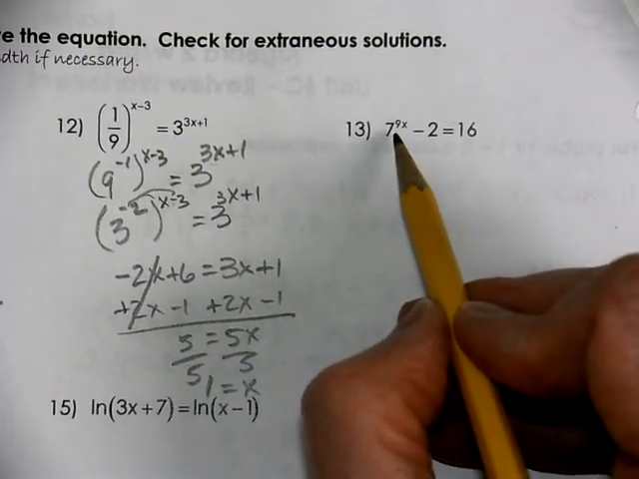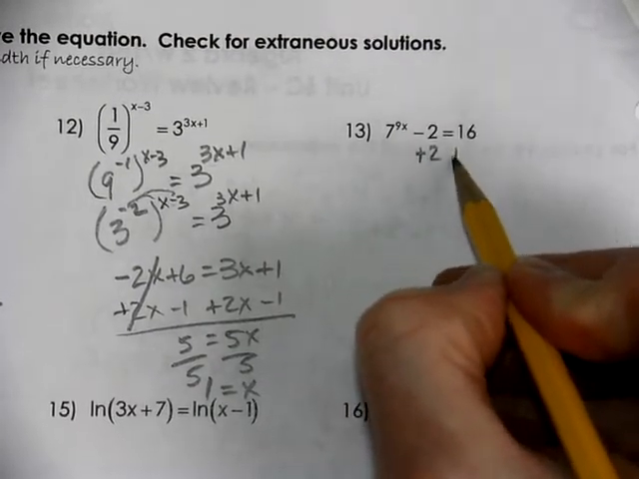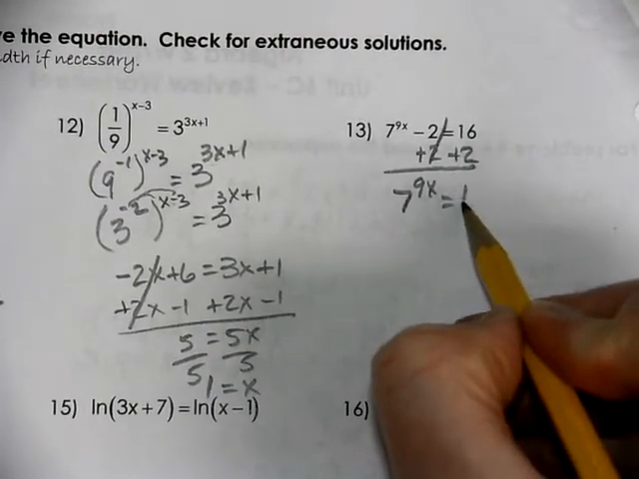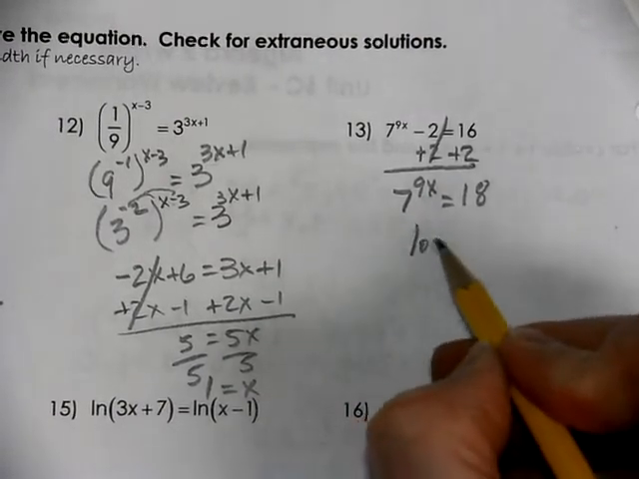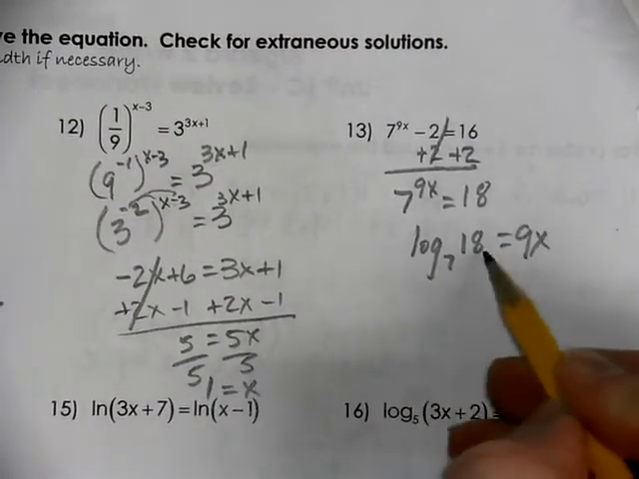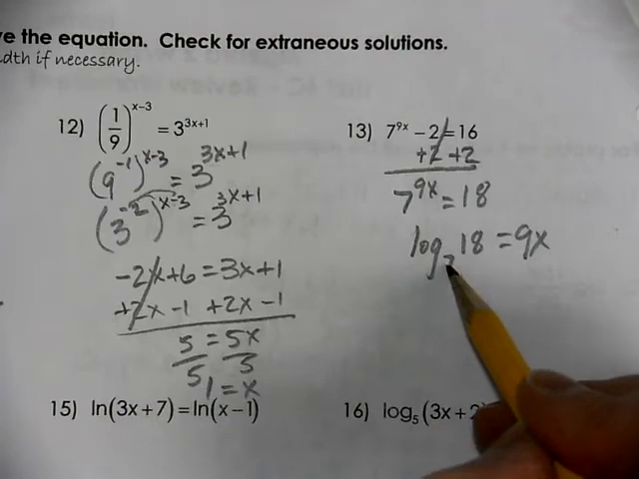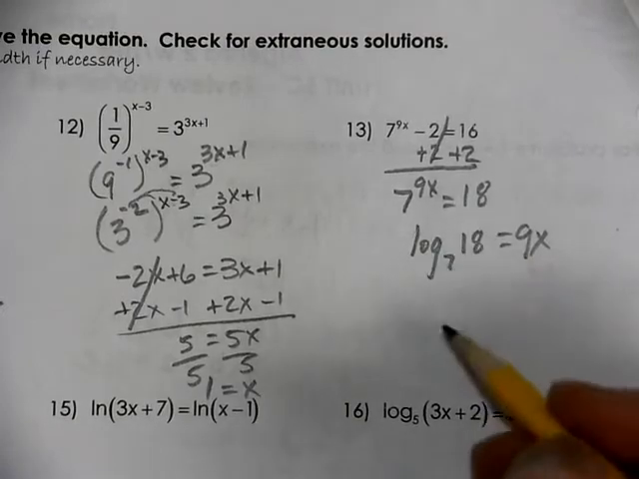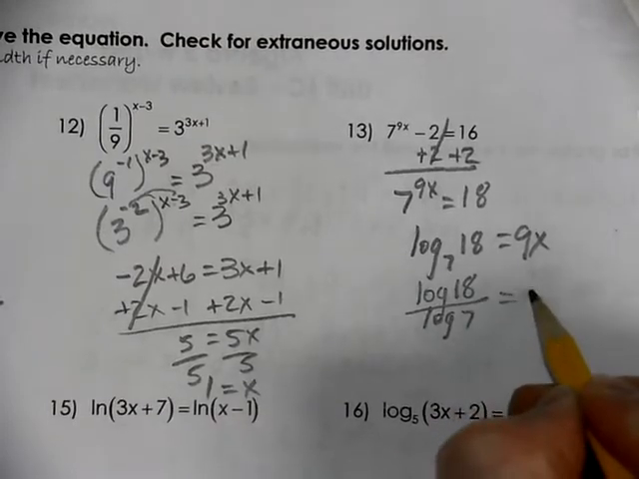Here we don't have the same situation. We can't make both sides of the equal sign the same base. But we can solve for an exponent by using a logarithm. Remember, a logarithm always equals the exponent. The base of the exponential is the base of the logarithm, and your 18 is what you're taking the logarithm of. So we're going to do log of 18 divided by log of 7.